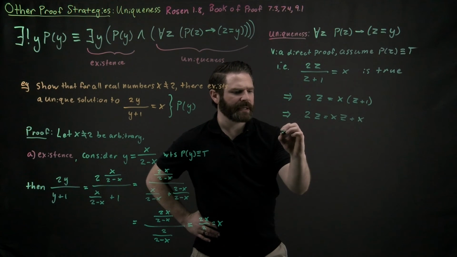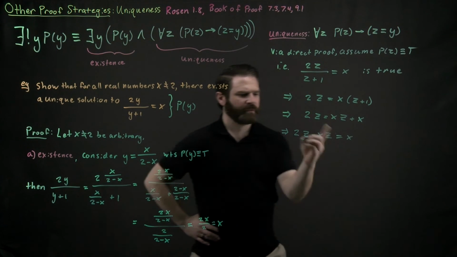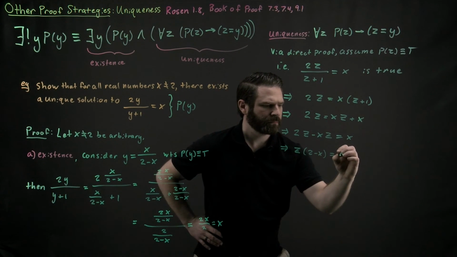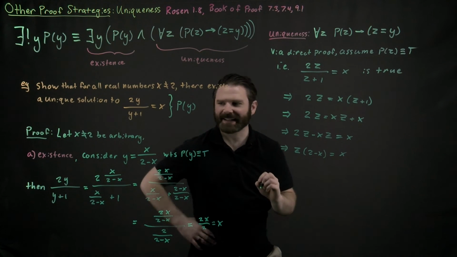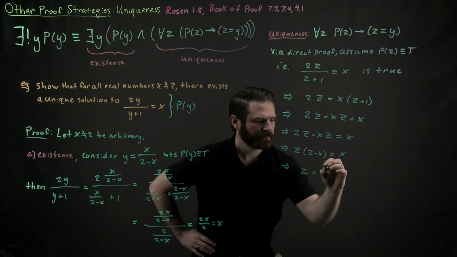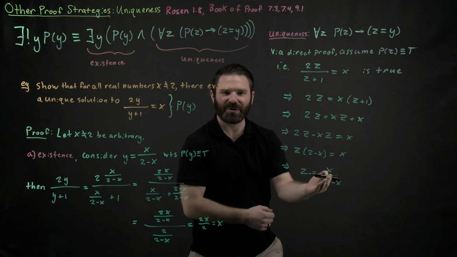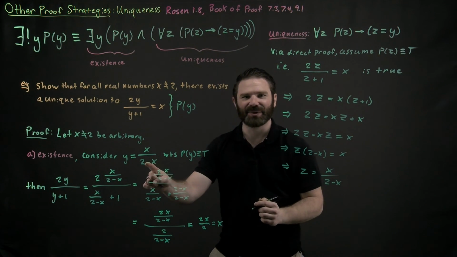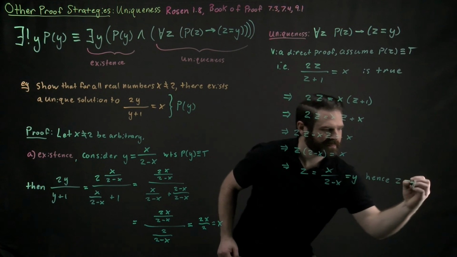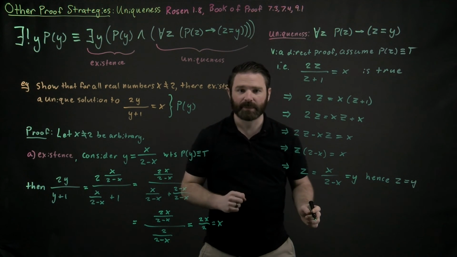Let's isolate the z's on one side. Factor out a z. Divide by 2 minus x, and here again, it's really important that x is not equal to 2. And aha, check that out. We have z equals x over 2x. That's exactly what y is. So therefore, by a direct proof, I was able to show the uniqueness part.